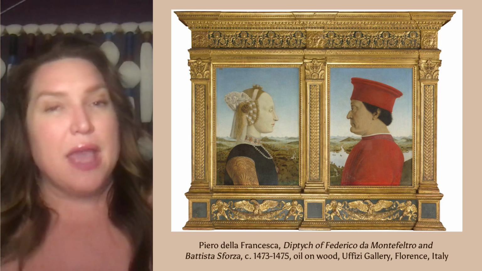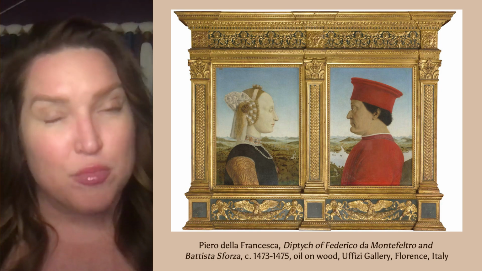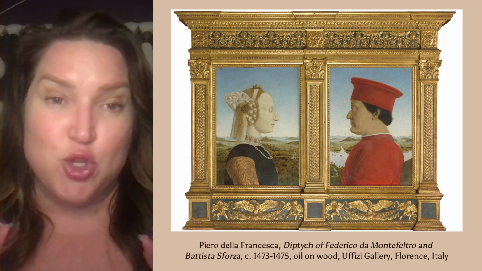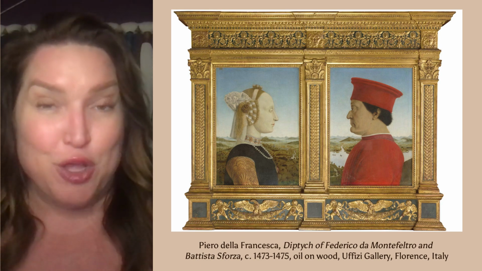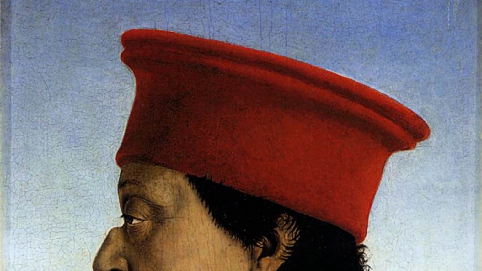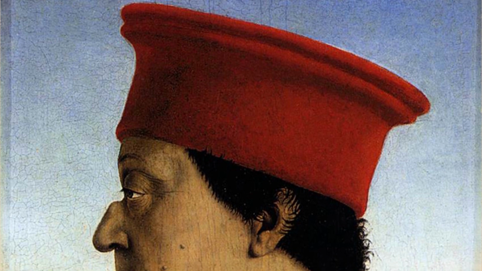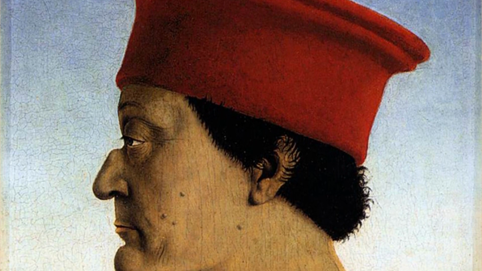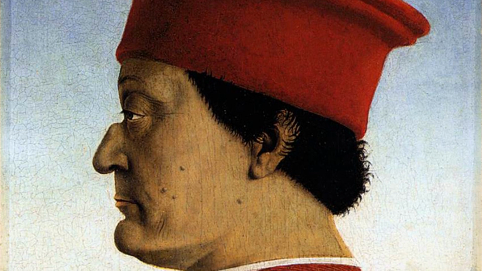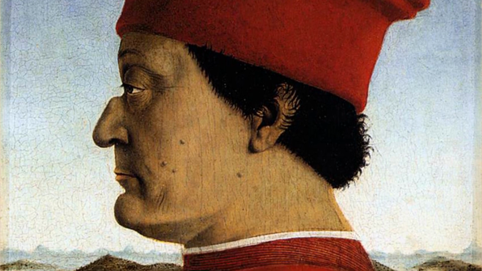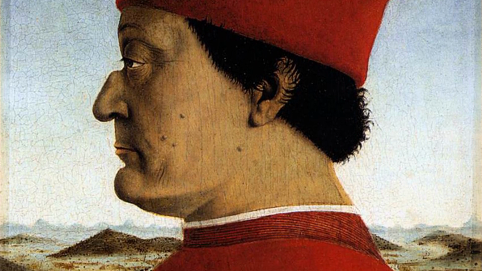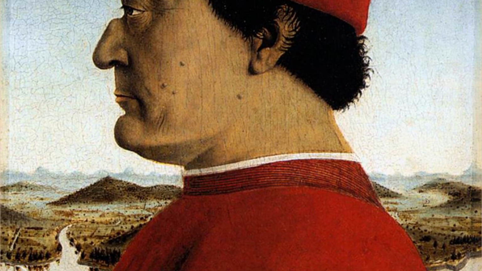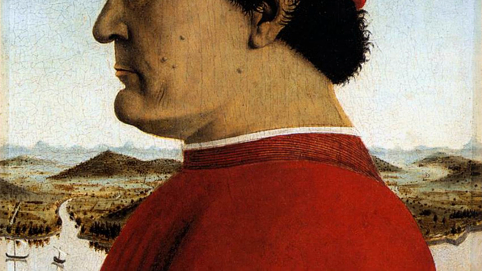Here we're looking at the portrait of the Duke and Duchess of Urbino, Battista Sforza and Federico de Montefeltro. And you can see, first of all, by looking at the man in this red hat and suit, that he has a very particular nose. So this is not just a generic face, but this is exactly what this individual looks like. So he wants it to be known that this is him. So we see this emphasis on individualism.